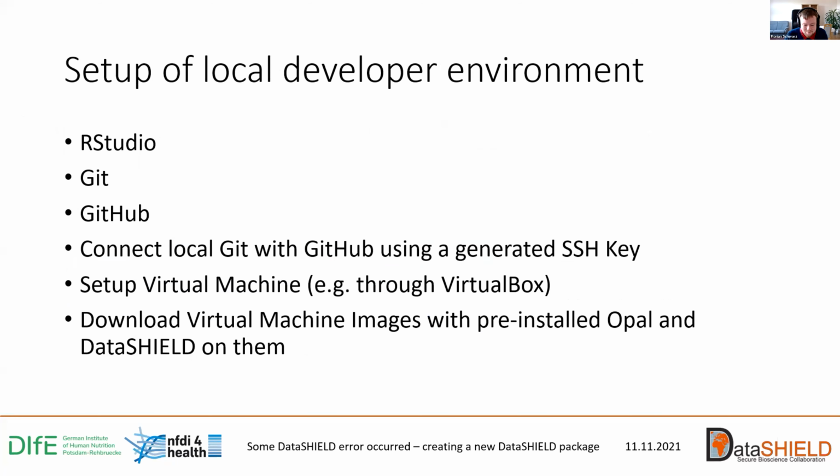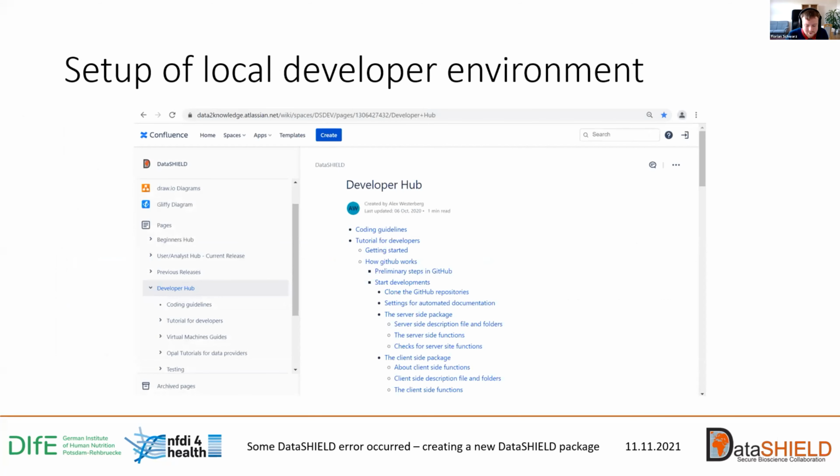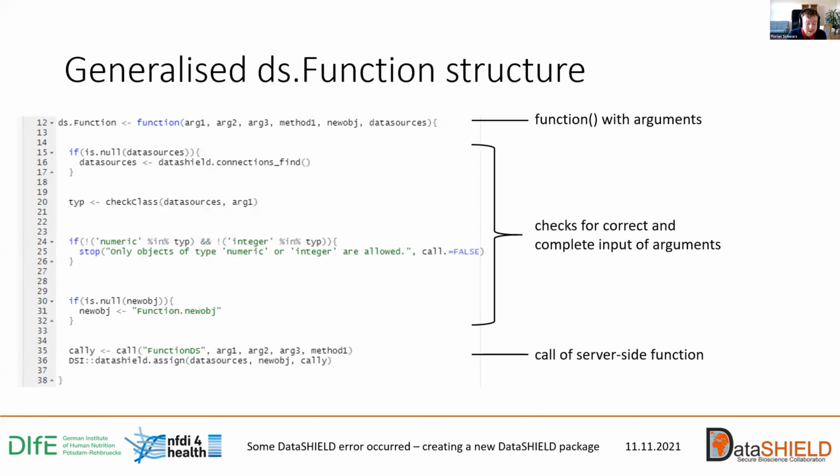So you have a couple of things for the setup of the developer environment, and you can have a look at the wiki later on if you're new to DataSHIELD, because it has great details. For the generalized DataSHIELD function on the client side, obviously you have all of the function with the different arguments. You might have some method, etc. You are able to put in new objects, etc.